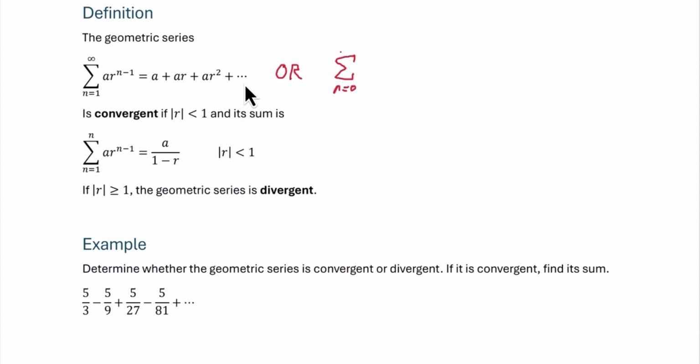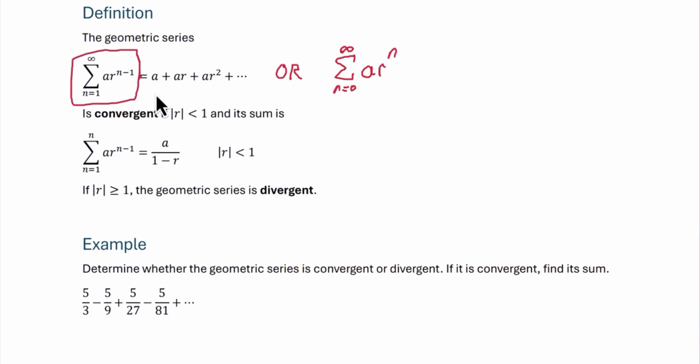So n equals 0 to infinity, and then we'll have a times r to the n. You can verify on your own that this is indeed the same as this. It's just an alternate way to write it. Typically, I like to use this definition, but sometimes the second one can be helpful as well.